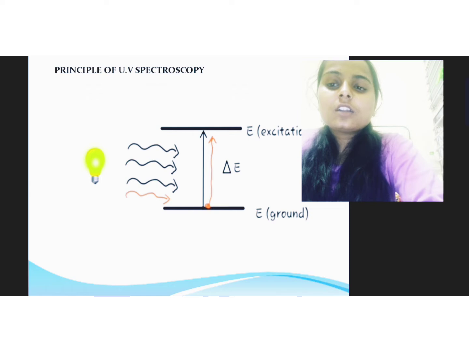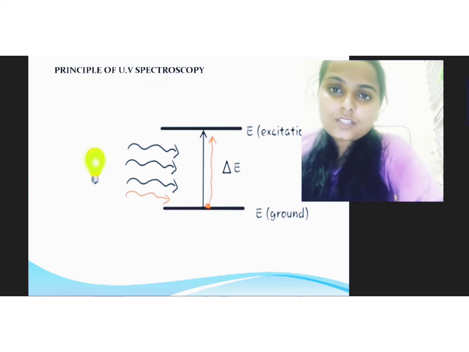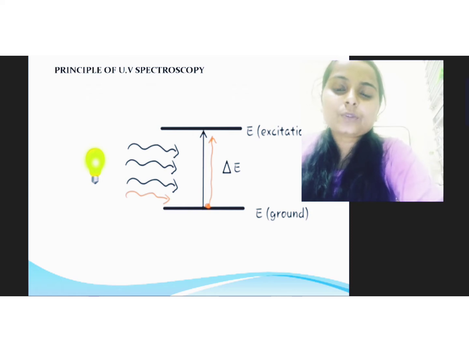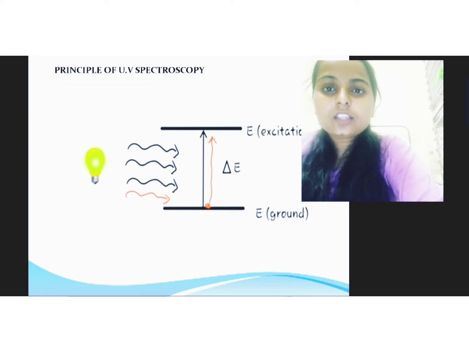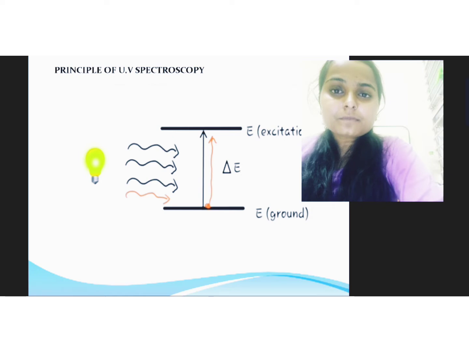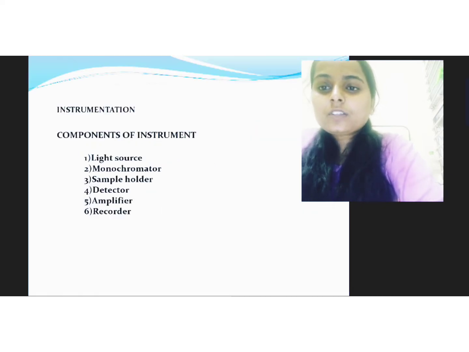So when UV radiation is passed through the sample, the atoms or molecules absorb the energy and move from the ground state to the excited state. If it occurs in a residual radiation, when it is passed through the prism, we can observe a gap in the spectrum. It is called the absorption spectrum. Thus the excitation is detected by the detector, amplified and then recorded.